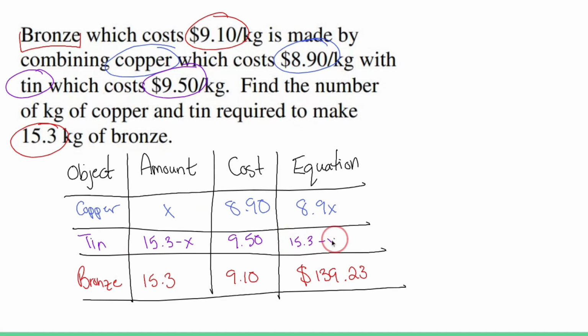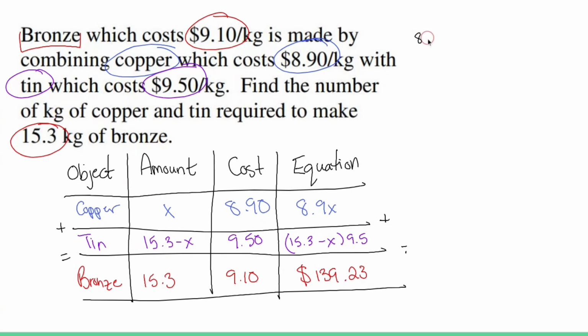15.3 minus x times 9.5. Now, when we set up an equation, I will change that around a little bit. But these are the two pieces of information that we have. Now, common sense would tell us that the copper plus the tin is going to equal the bronze. So for the equation that I set up, I'm going to do 8.9x plus (15.3 minus x) in parentheses times 9.5 equals 139.23.